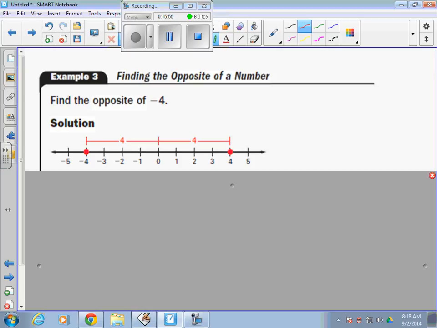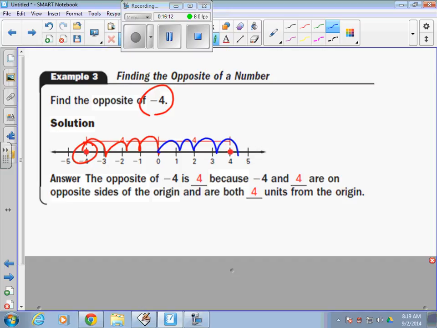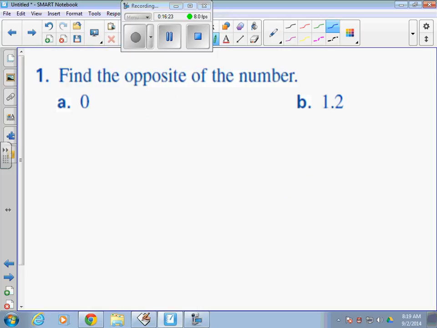Okay, finding the opposites of these numbers. It says find the opposite of negative 4. Well, negative 4 is here. It's 1, 2, 3, 4 spots away from 0. So the opposite is the same distance on the other side, 1, 2, 3, 4 away from 0. So the opposite is that. It says the opposite is 4 because negative 4 and 4 are on opposite sides of the origin, and they're both 4 units away from the origin. If you can understand the fact that they're 4 units away, absolute value is a very easy concept for you.